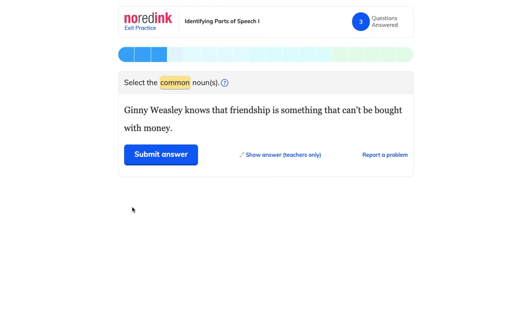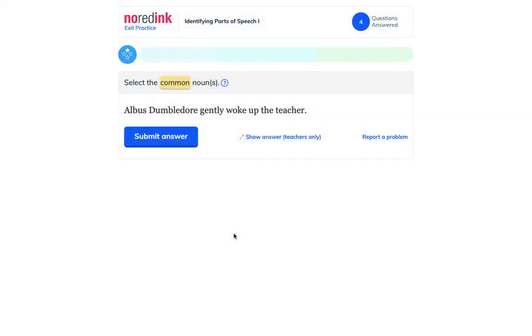Ginny Weasley knows that friendship is something that can't be bought with money. Friendship is a common noun, and money is a common noun. Albus Dumbledore gently woke up the teacher. In this case, we have one, and it is teacher.